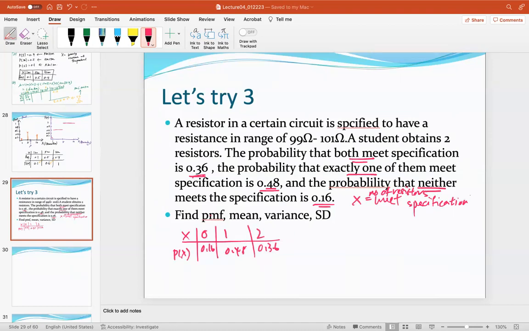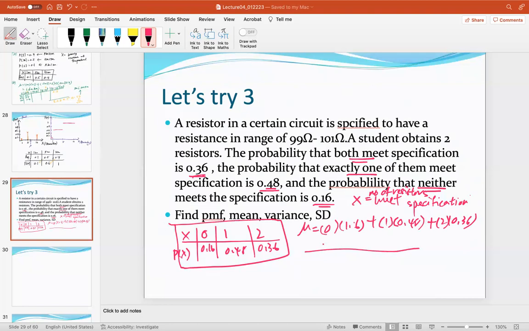Okay, so find the PMF. This is the PMF, we have done it. Okay, the mean: 0 times 0.16 plus 1 times 0.48 plus 2 times 0.36. Then you get the mean.